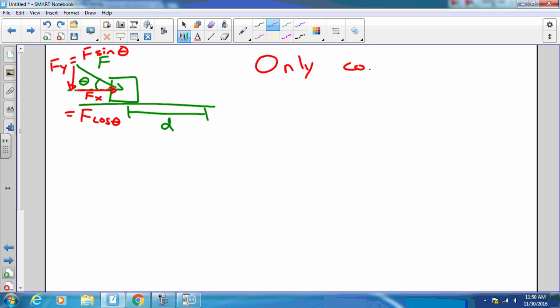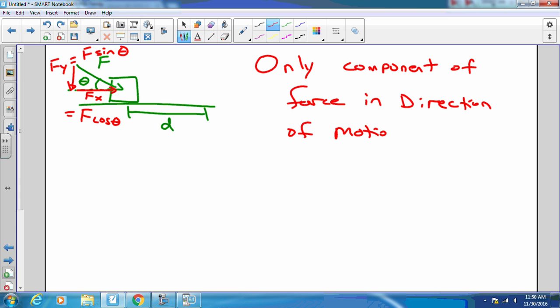Only the component of force in the direction of motion adds energy to an object.